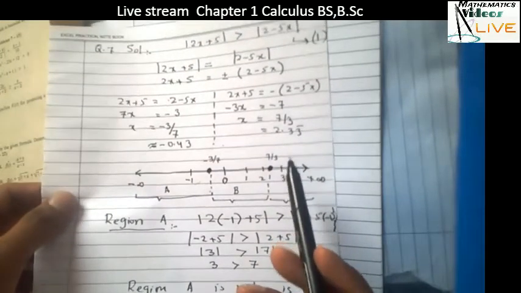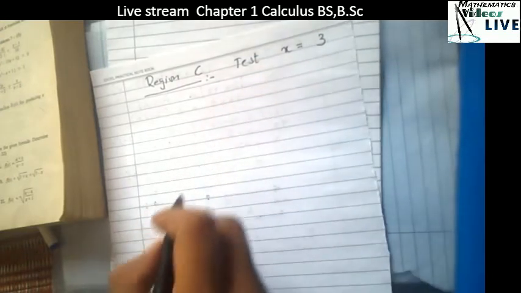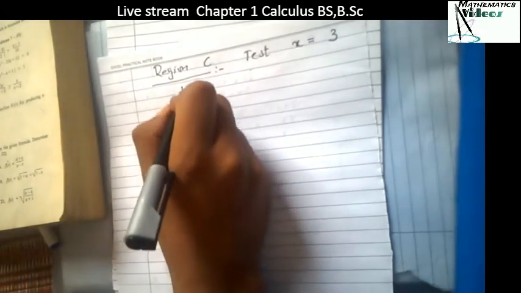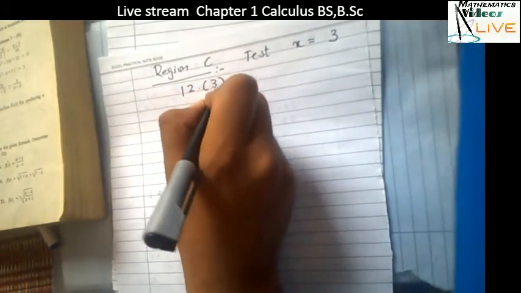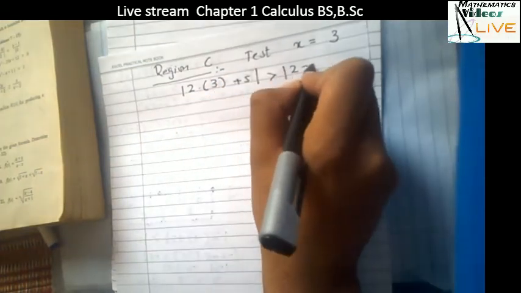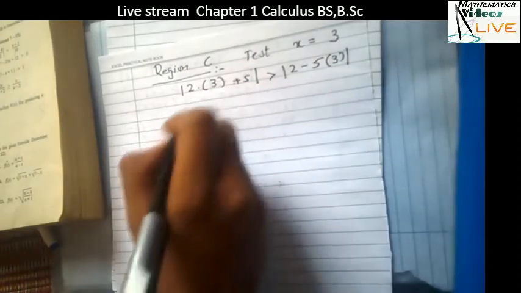Finally, we will check out this region, which is region C. It starts from 7 by 3 and it ends at plus infinity. It means that it has no upper bound and it has a lower bound. One of the test points is 3, another one is 4, 5, 6. I will take 3 as a test point. We will put x is equal to 3 in this inequality number 1. Region C.